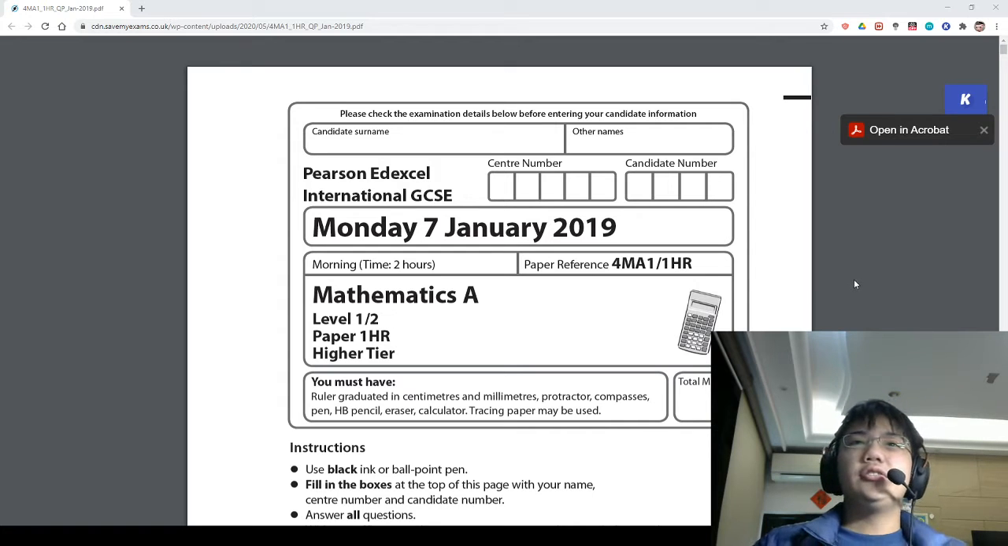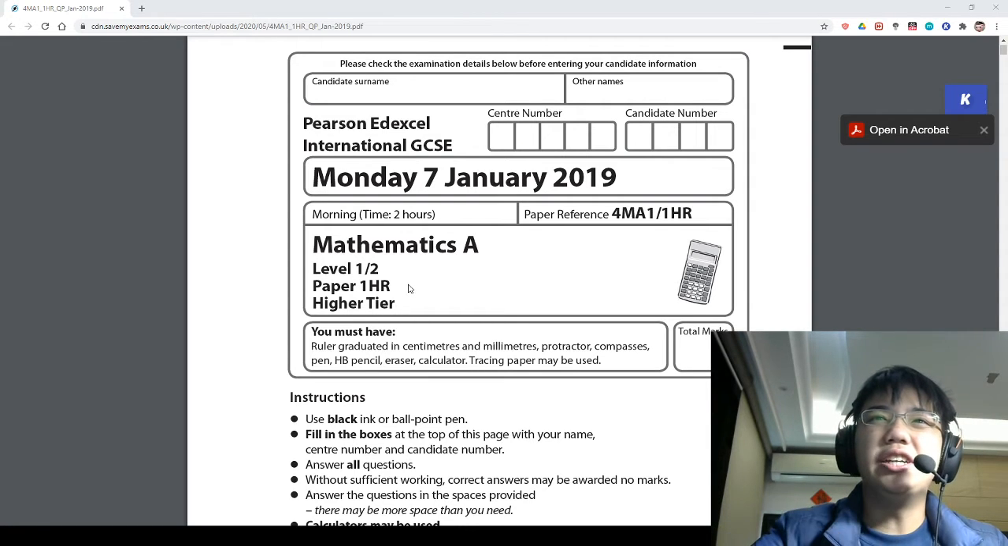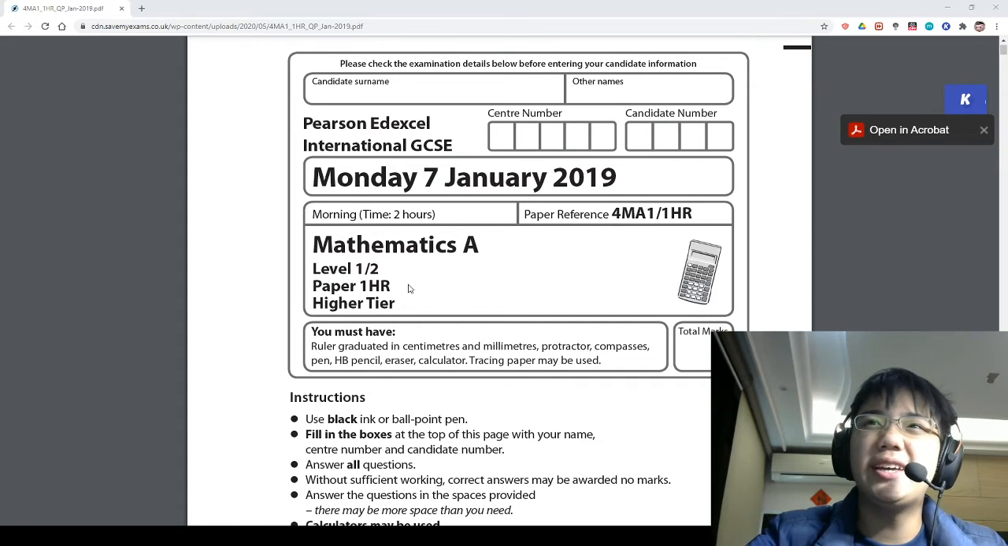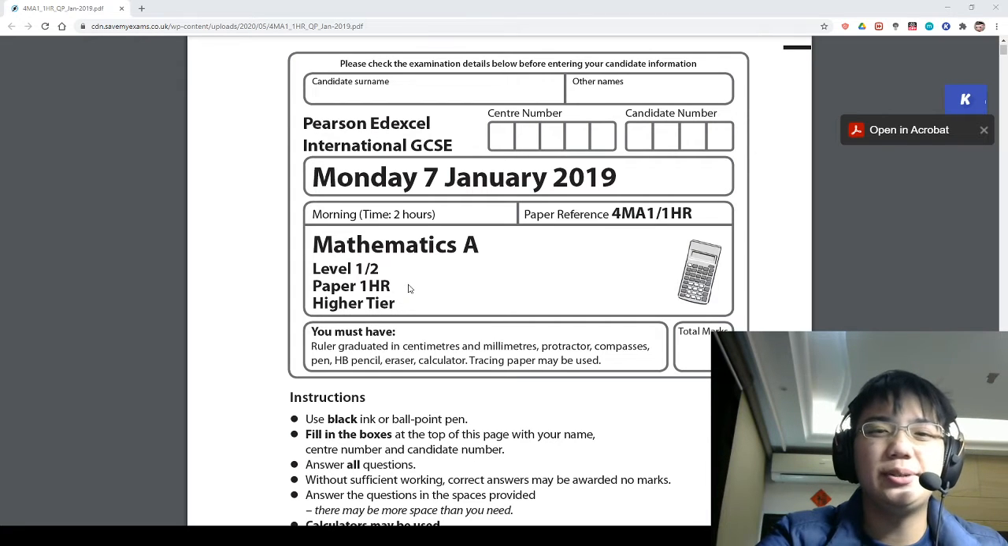I'm going to cover a paper today. This is the Edexcel Higher Maths paper 1HR. For every Edexcel Maths paper there are two versions of the paper: paper 1H and paper 1HR, because of different time zones. Anyways, I digress. Today we'll be covering this maths paper from January 2019.